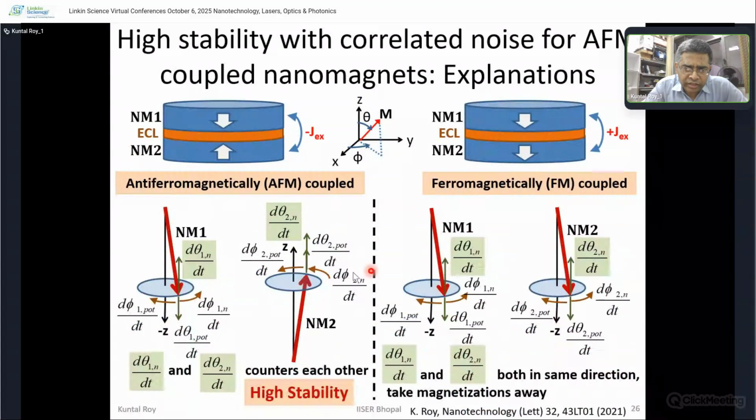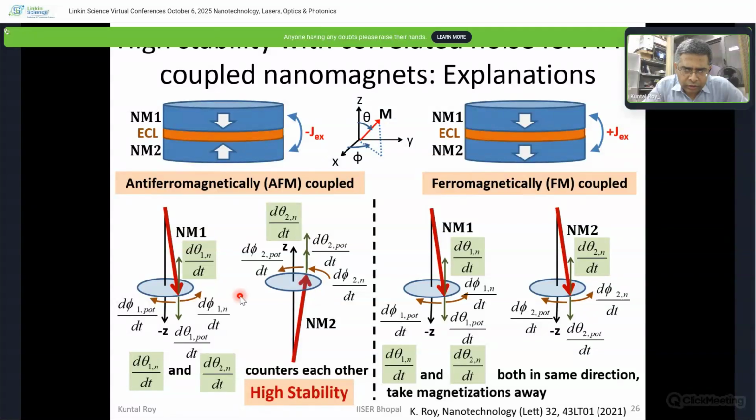The explanation was very exotic. It has been shown that whenever two antiferromagnets are coupled in the presence of correlated noise, they counter each other, because when one magnet tries to go from the stable position, the other magnet tries to counter that, in all directions. It is in my paper, and that gives you high stability. For ferromagnetically coupled magnets, these things do not happen. So antiferromagnetic coupling is preferred over ferromagnetic coupling as far as stability is concerned.